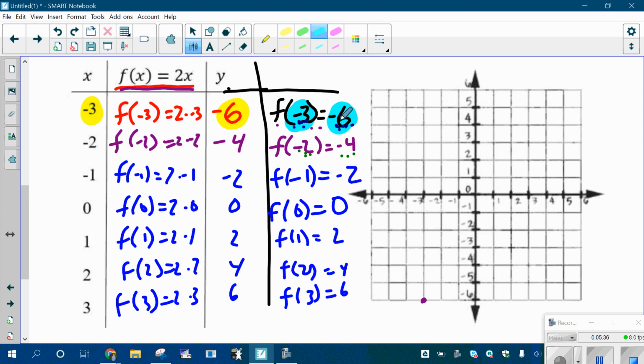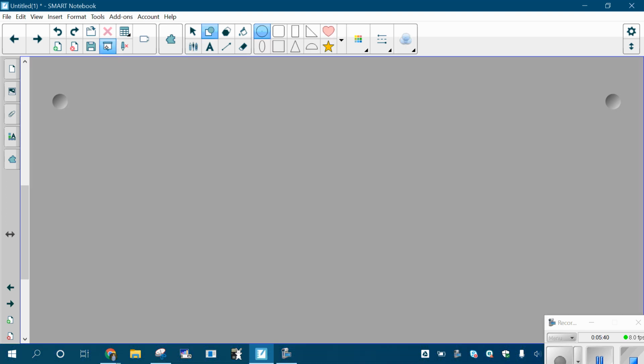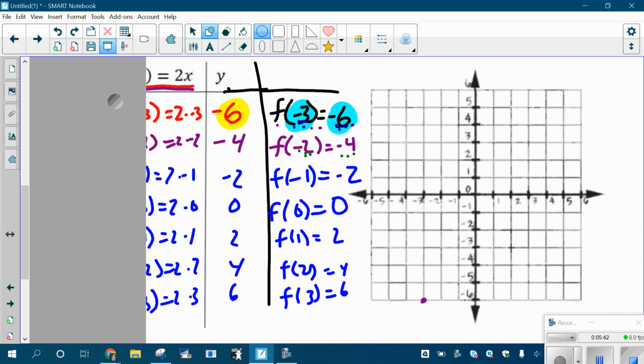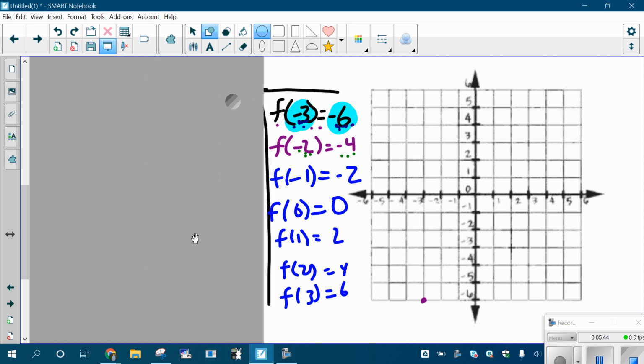It'd be cool if you could get in the habit of not looking as much at this and being able to read this notation and plot points. That'd be kind of cool to be able to say, like, input negative 2, output negative 4. In other words, negative 2 for x, negative 4 for y. And we can plot these points.